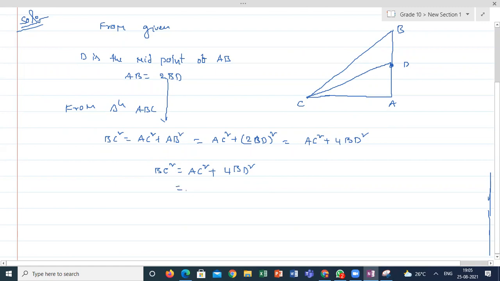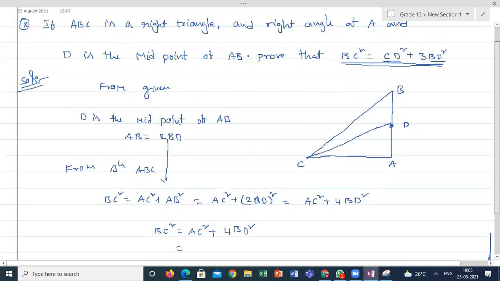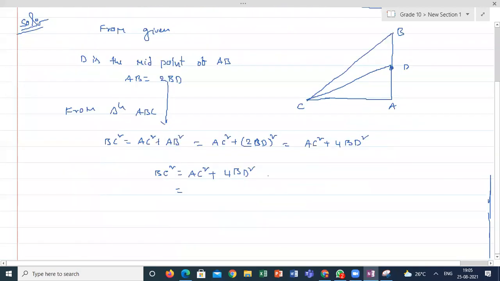So this I am writing as I need only 3 BD. I need only 3 BD is enough. AC square plus BD square plus 3 times BD square. My BC square is equal to AC square plus BD square plus 3 BD square.